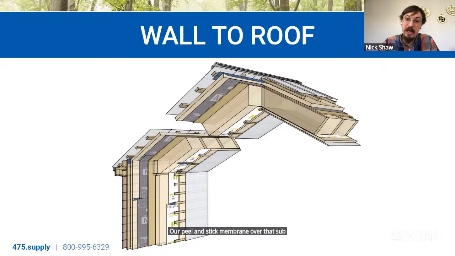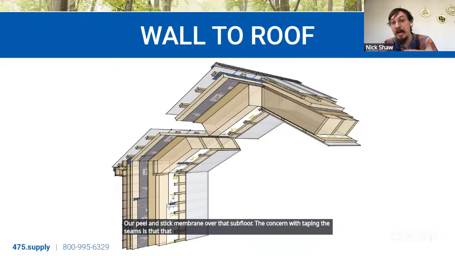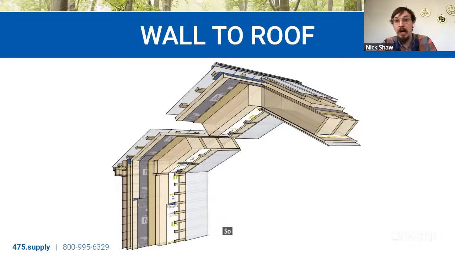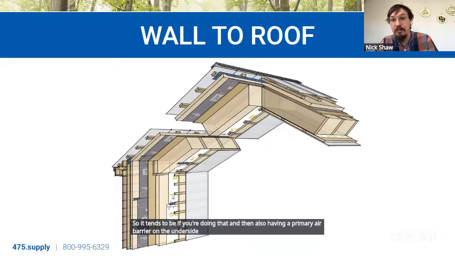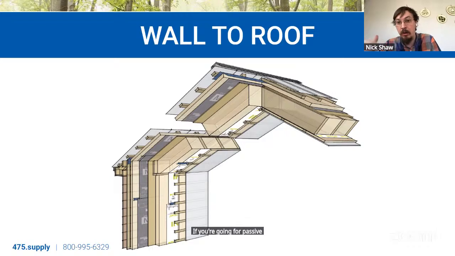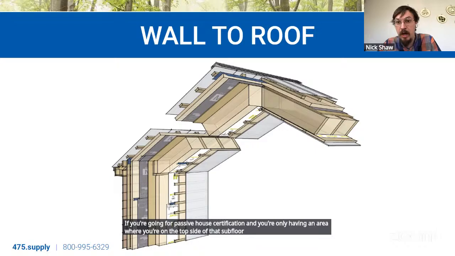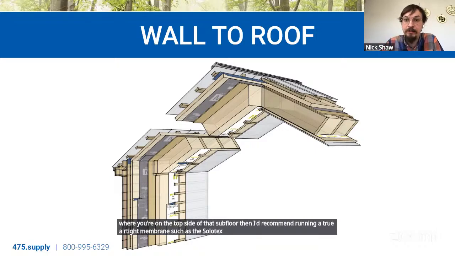The concern with taping the seams is that the OSB or plywood is not manufactured to be airtight. So if you're doing that and then also having a primary air barrier on the underside of the floor system, I think that's appropriate. But if you're going for passive house certification and you're only having an air barrier on the top side of that subfloor, then I'd recommend running a true airtight membrane, such as the Solitex Adhero 3000.